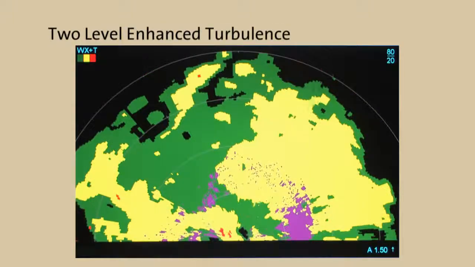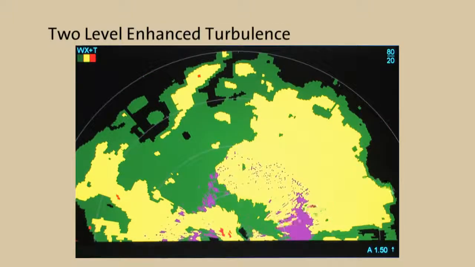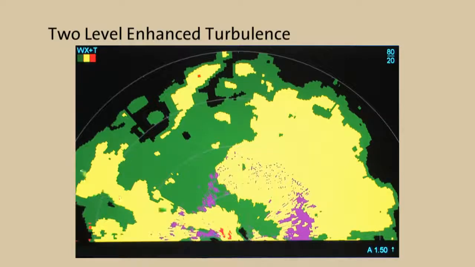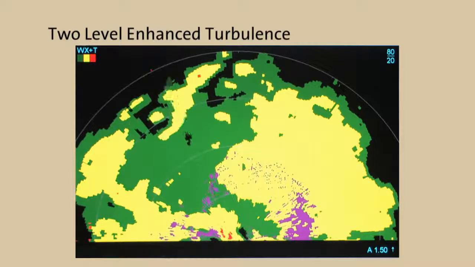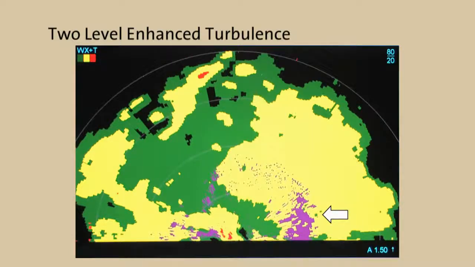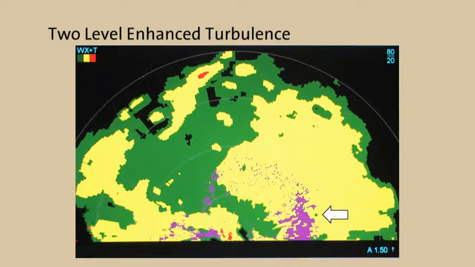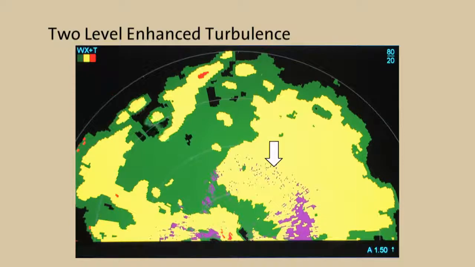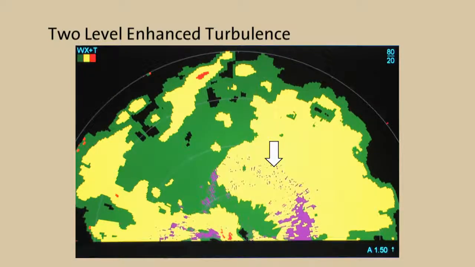2-Level Enhanced Turbulence measures severe and ride quality turbulence out to 40 nautical miles. When the new FAA standards for severe turbulence are met, solid magenta is displayed. When the radar detects less severe ride quality turbulence, consisting of light to moderate chop, then speckled magenta is displayed.